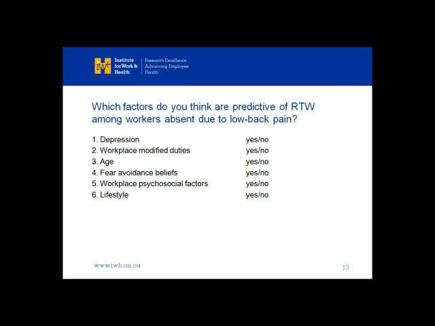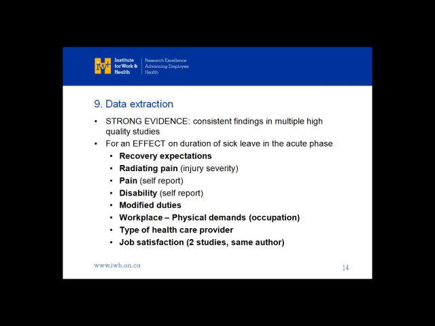Okay, so now you have a little bit of a mindset where you've considered what is predictive and not, so it actually helps you to be maybe a little bit more critical about what I'm going to show you as the results from our systematic review. So what we found was that there was strong evidence, so consistent findings in multiple high-quality studies for an effect on duration of sick leave or time on work disability in the acute phase for recovery expectations. So I didn't ask you all of the factors as previously mentioned, but there was strong evidence for recovery expectations, radiating pain, sometimes that was mentioned as injury severity.